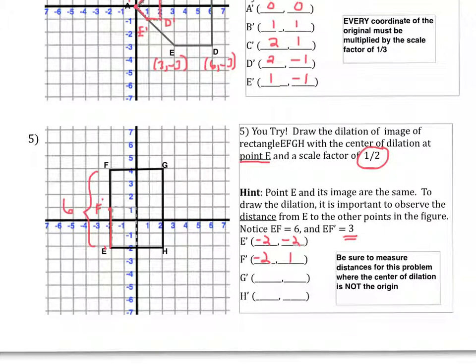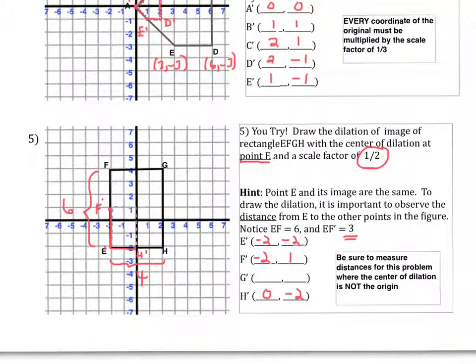So if we go from E to H next, we're going to go to the bottom here. This distance is 4 units long. And according to our dilation, we want to go half that distance. So H prime will be right here at the coordinates 0, -2. Make sure I put those in the right spot.